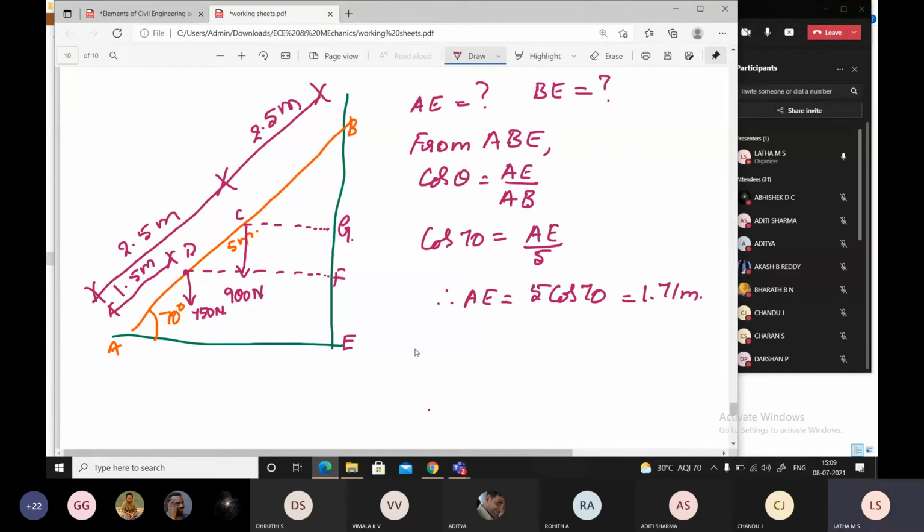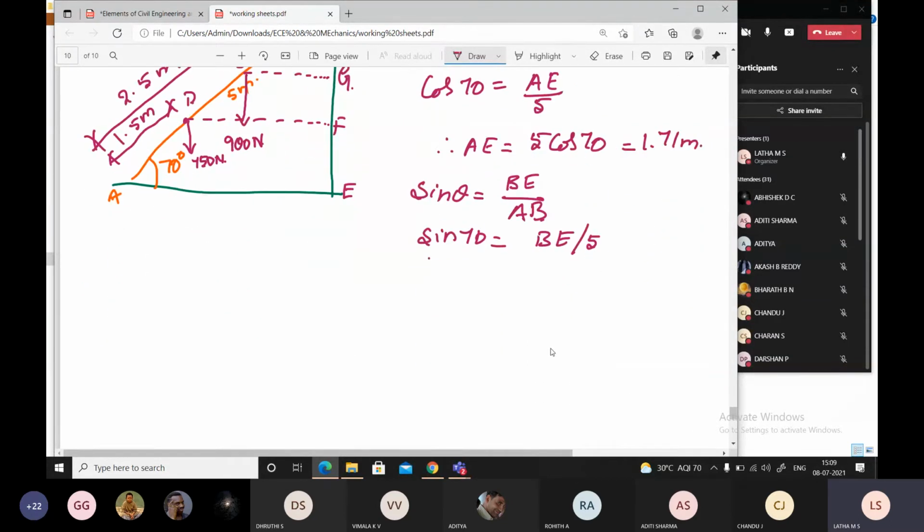BE. To calculate BE, what should I do? Yes, sin theta is equal to opposite over hypotenuse. Opposite is BE, by AB. Sin 70 equals BE, which is unknown, divided by 5. What is the value of BE?